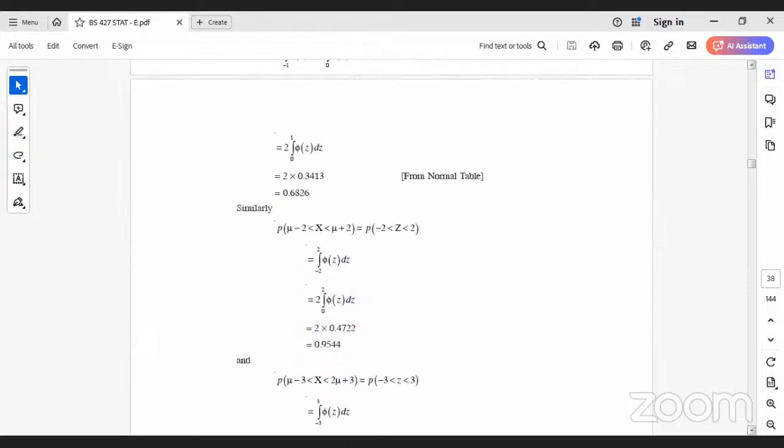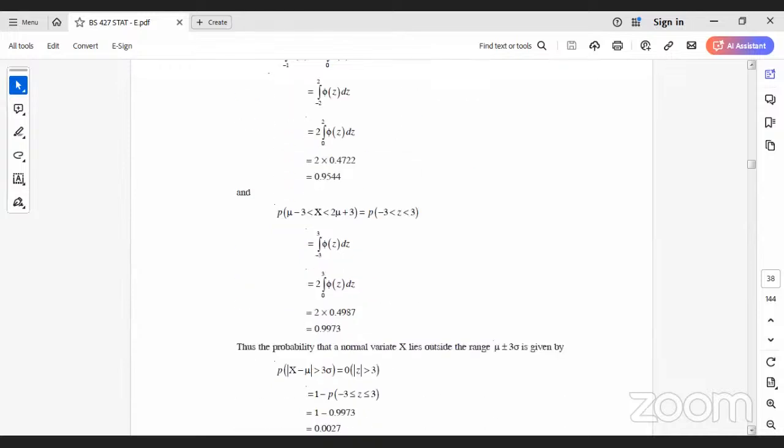Similarly, mu minus 2 sigma less than x less than mu plus 2 sigma, P of minus 2 less than z less than 2, integration of minus 2 to 2 phi of z dz, 2 times integration of 0 to 2 phi of z dz. Taking 0 to 2 gives 0.4772, that is 0.9544.